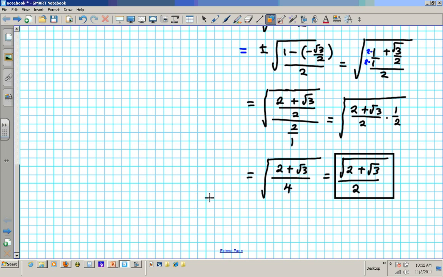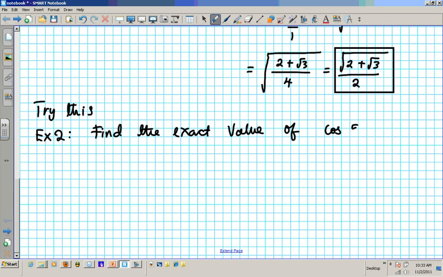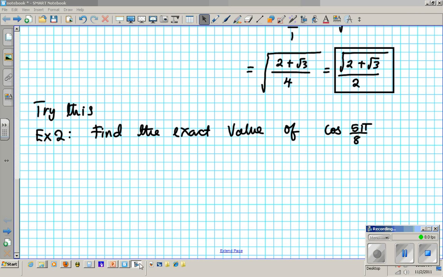Now I'm going to give you an example to try out, and after the allotted time has elapsed, I will present the solutions to you. Okay? So write this down. Try this. Example 2. Find the exact value of cosine 5 pi over 8. Okay? Find the exact value of that. Okay, so let's do this.